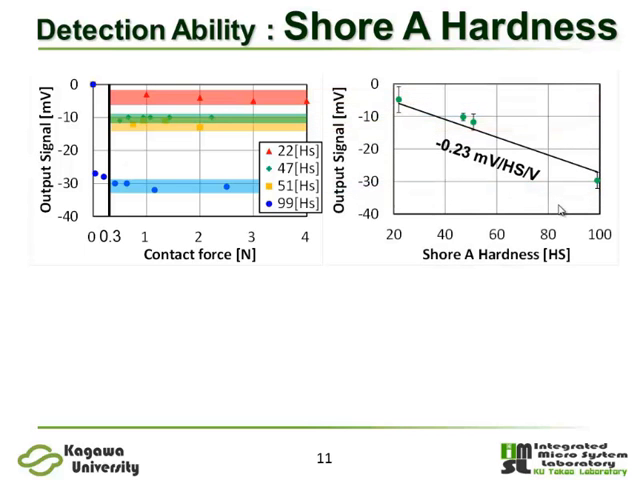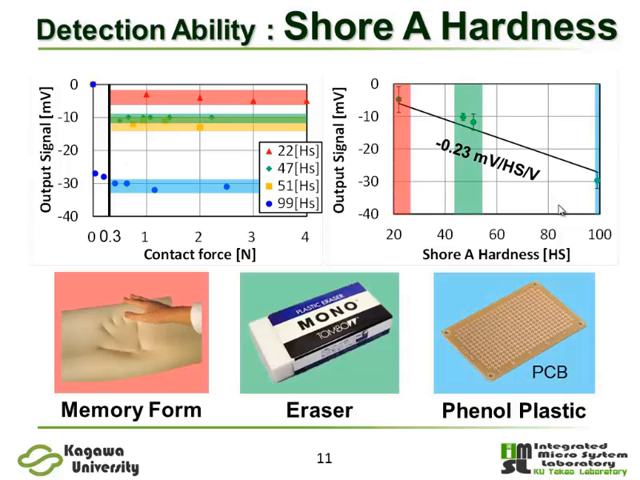From the result, we can plot output dependence on Shore A hardness of this tactile sensor as shown in this figure. The relationship between the measured output and Shore A hardness of the samples is very close to a linear line in the range from 22 to 99 HS. The softer material with 22 HS is a memory foam, and the middle range hardness samples are erasers. The hardest sample is a plastic.